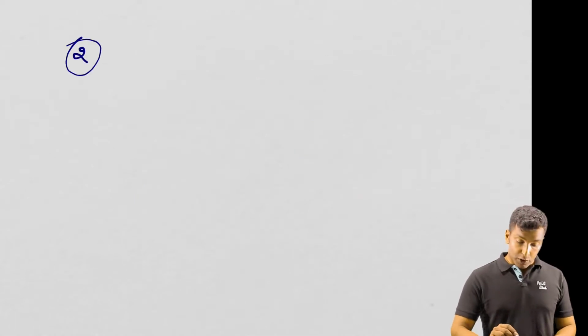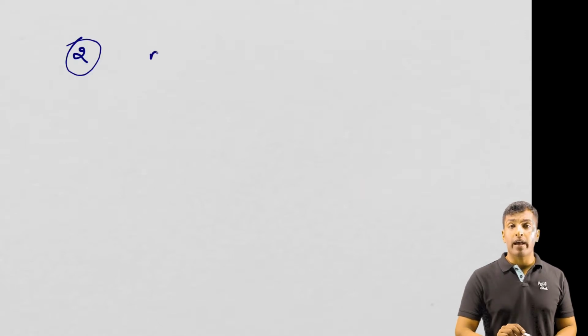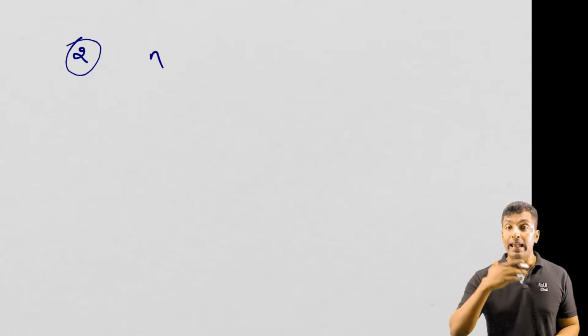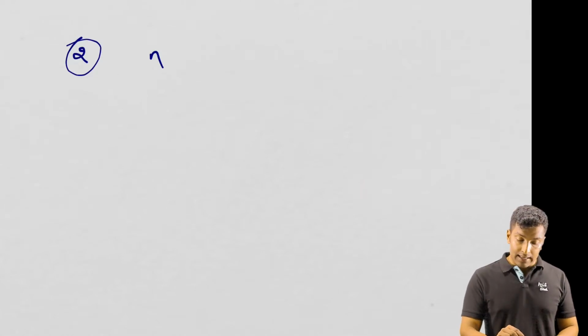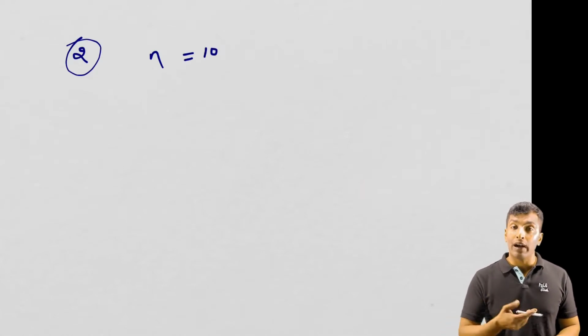Now, next important property. Let's suppose you have n, and you need to find various nCr values. Let's suppose I am giving you n is equal to 10. Now, what do you mean by all nCr values?